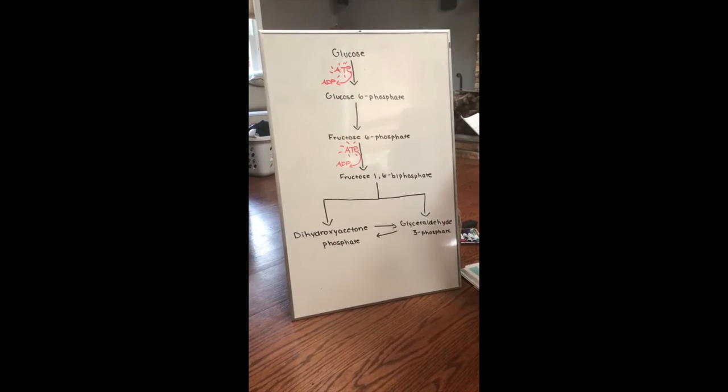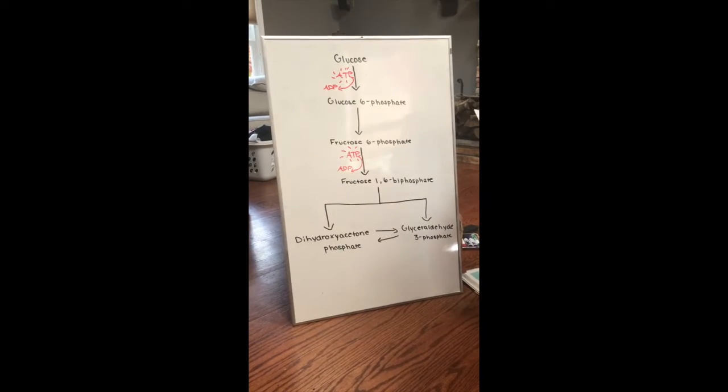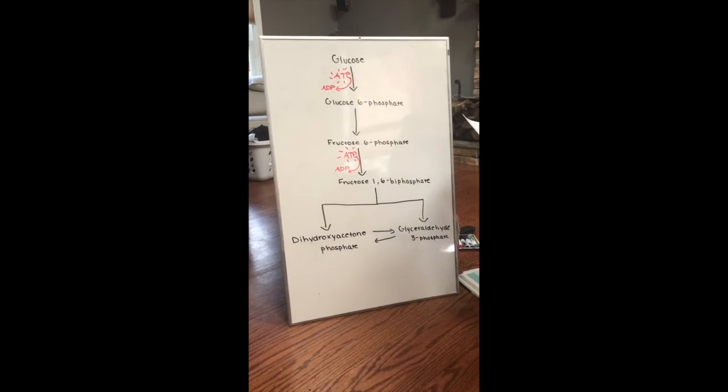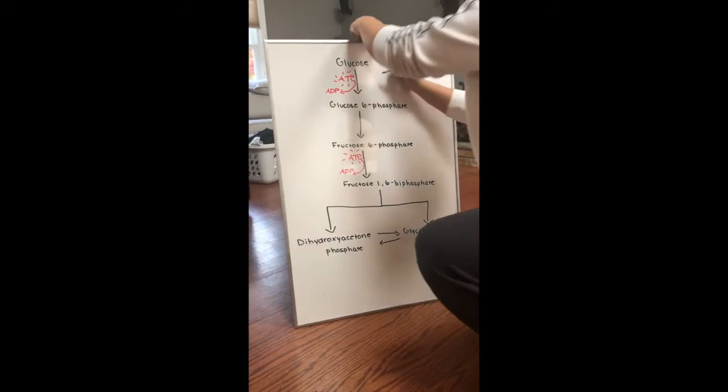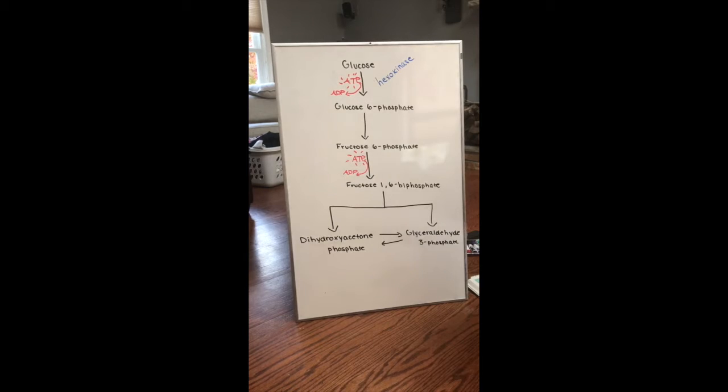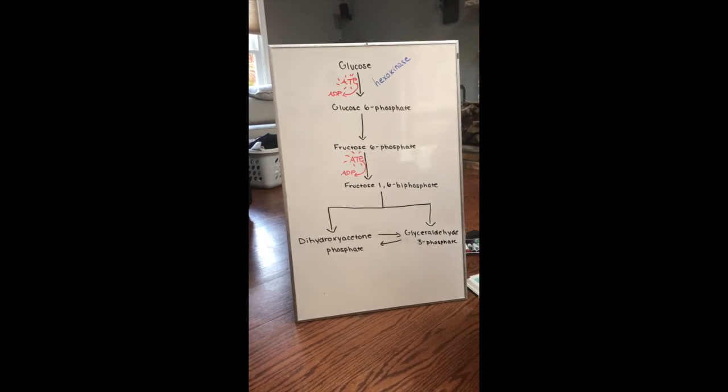The first part of glycolysis is the energy investment phase. Step 1, glucose enters the cell and is phosphorylated by the enzyme hexokinase. Glucose 6-phosphate is then transformed into fructose 6-phosphate. These 2 are isomers of one another. This is done through the enzyme phosphoglucoisomerase.